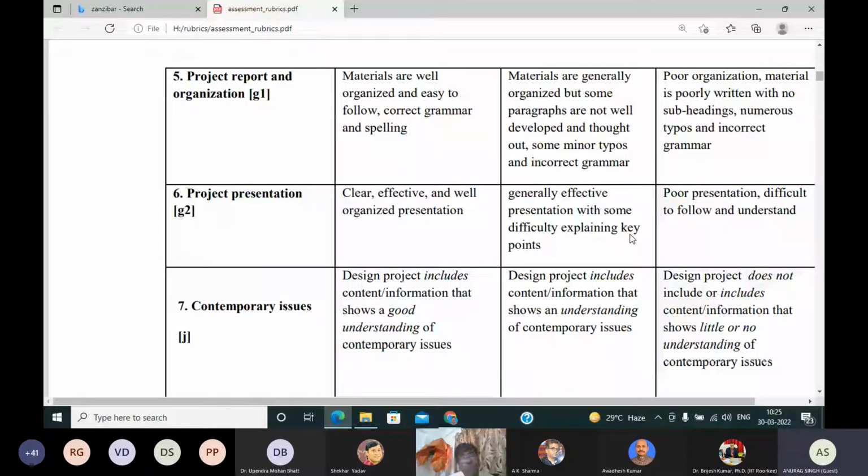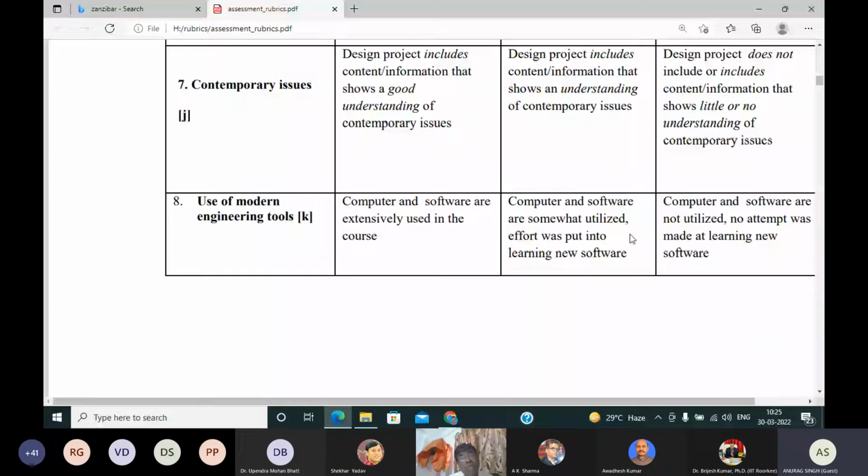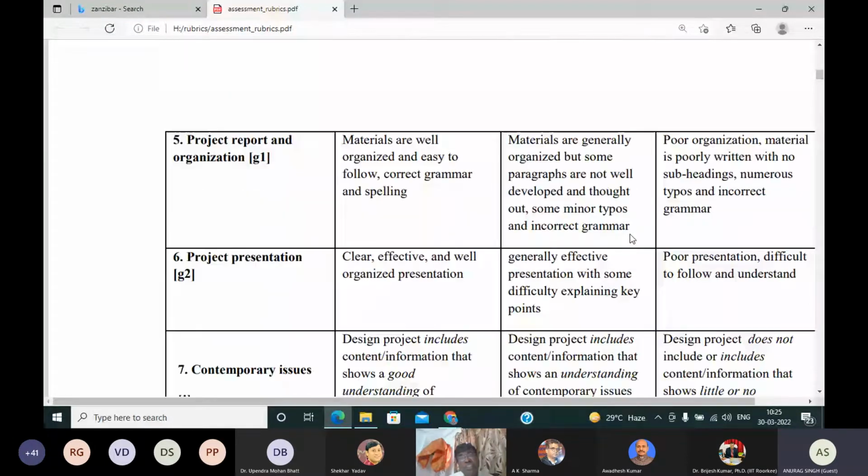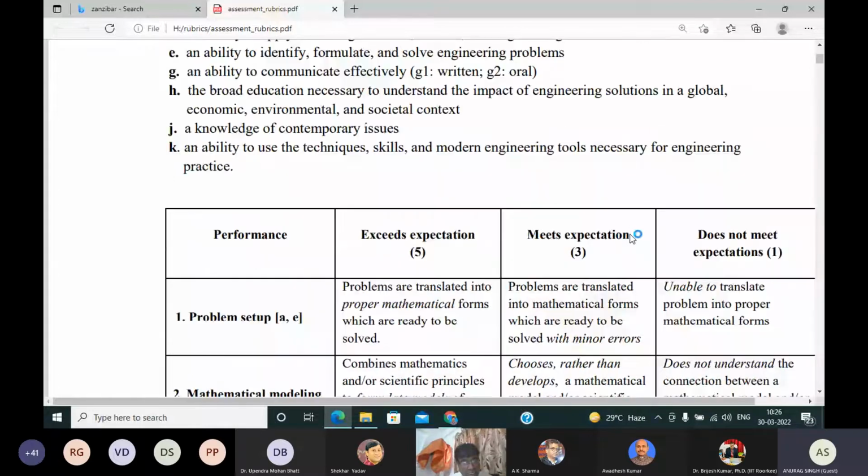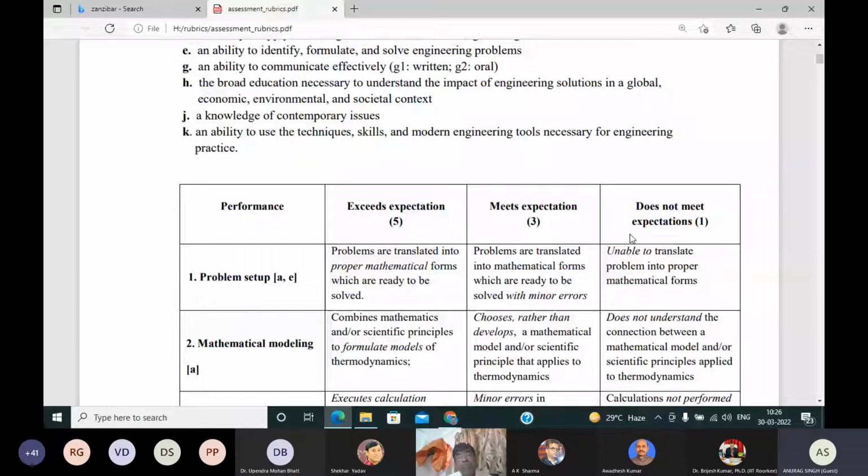Contemporary issues and use of modern engineering tools. Now just see the descriptions also, right. Whether problems are translated into proper mathematical forms which are ready to be solved, right. That is exceeding the expectation. That is the performance indicator, right. Exceeding the expectation. You can meet the expectation. Some students can exceed the expectation. Some students do not meet the expectation, right.